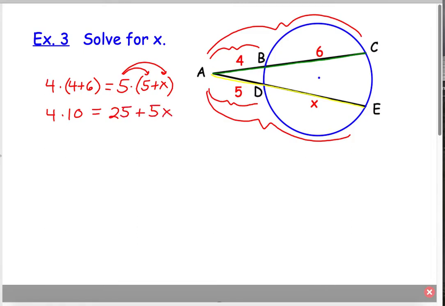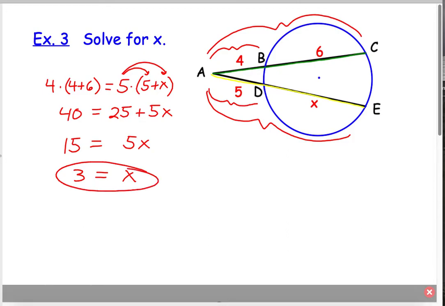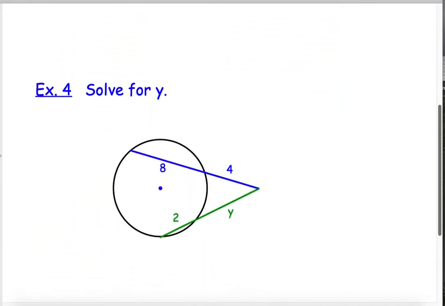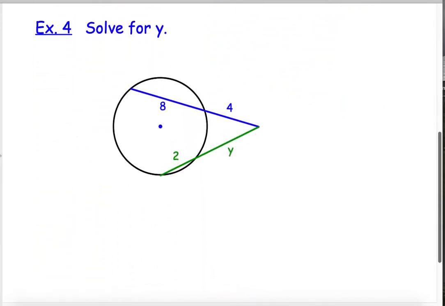And now I have to solve this algebraic equation. So 4 times 10 is 40. So I'm going to subtract 25 from both sides, and I'll get 15 equals 5x. And then divide by 5, and we get x is equal to 3. Solve for x, we're done. Now, the more difficult type of problem that happens with the secant is if the missing piece is on the outside. So I'll show you what I mean by this.